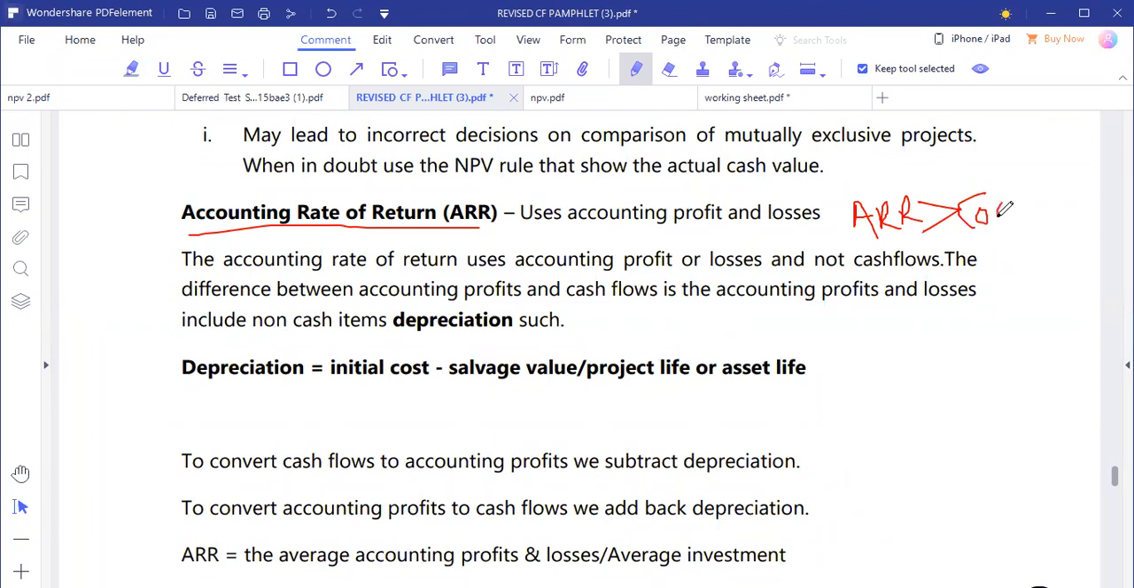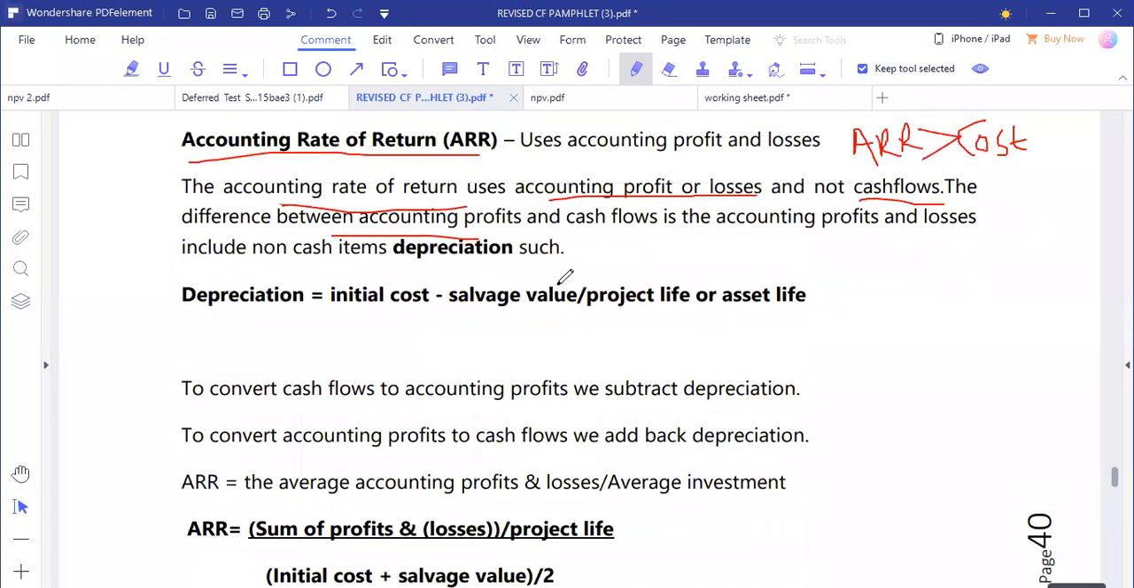Now we are saying accounting rate of return uses accounting profit. This accounting profit is calculated the normal way we look at the financial performance of the business, the way we calculate our profit for the year, looking at the income statement, we get the profit aspect. All right, so the accounting rate of return uses accounting profits or losses and not cash flows. The difference between accounting profits and cash flows is accounting profits and losses.